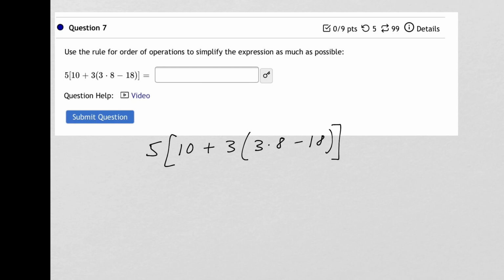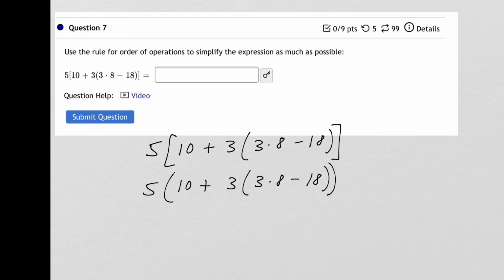Okay, so we have brackets, parentheses. Again, brackets are just like parentheses. In fact, if you wanted, you could write it like this: parentheses 10 plus 3 times parentheses 3 times 8 minus 18. The bracket is visually better because it kind of helps you see what bracket goes with what bracket. If it's all parentheses, it's harder to see that, but it's really the same thing. So you could do either.